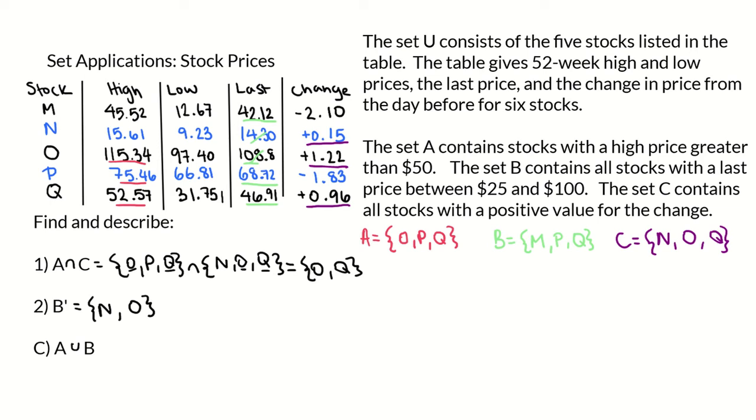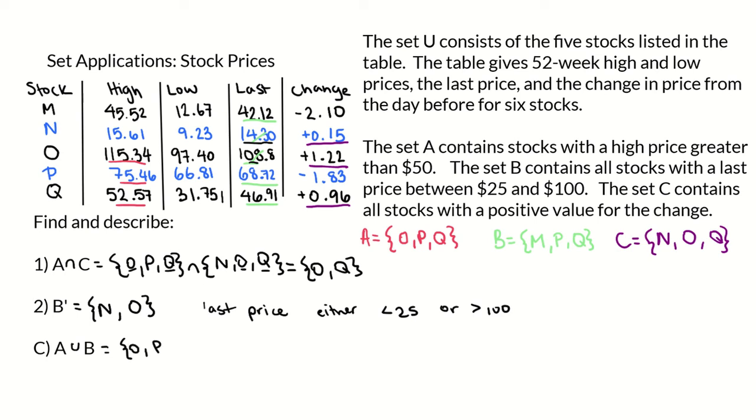So since B was the set containing stocks between $25 and 100, B prime is the stocks with last price either less than 25 or greater than 100. And if we look at the last price for N and O, the last price for N was 14, which was less than 25, and the last price for O was 108, which is greater than 100.